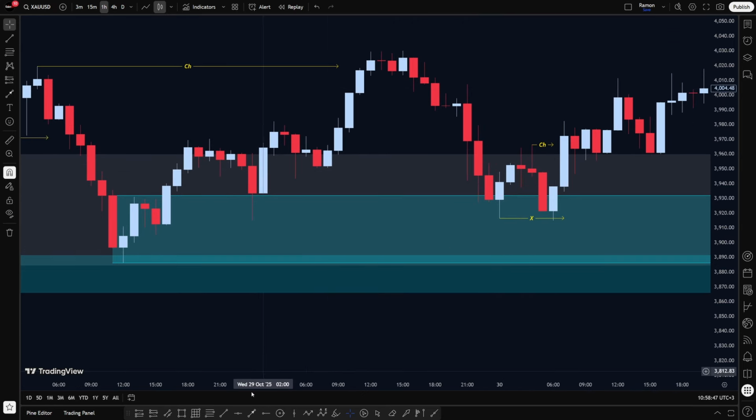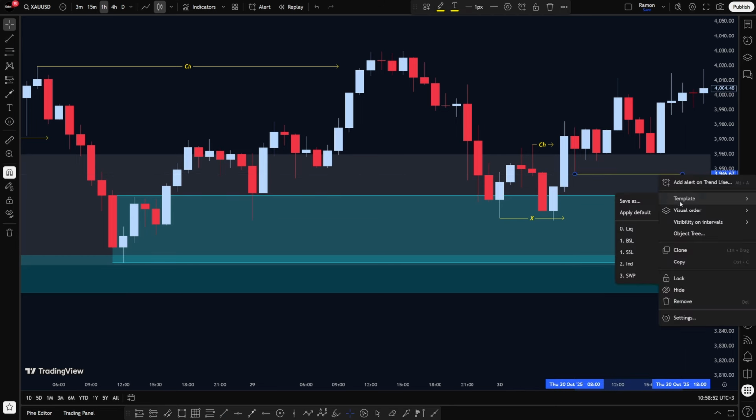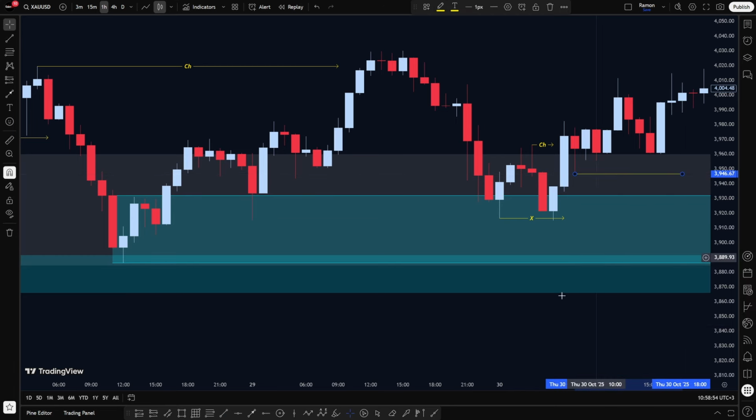After change of character, what do we have? We have this small swing here, which will act as our inducement. After that, we have this last candle before the push up. This becomes our 1 hour demand. This is our 1 hour demand.